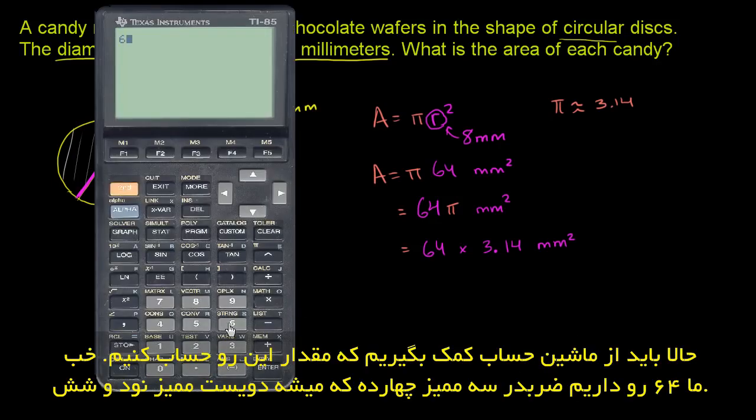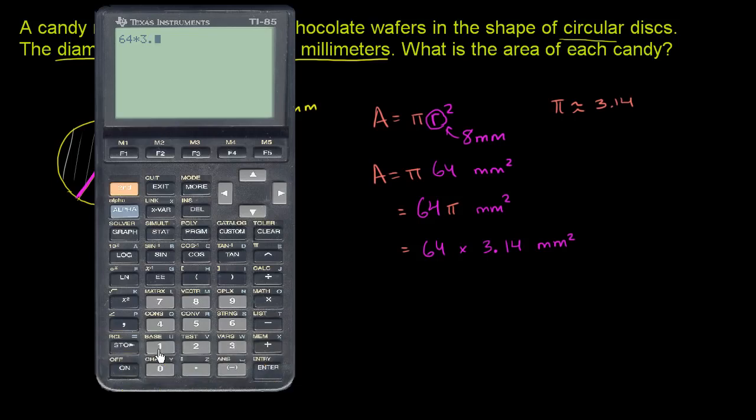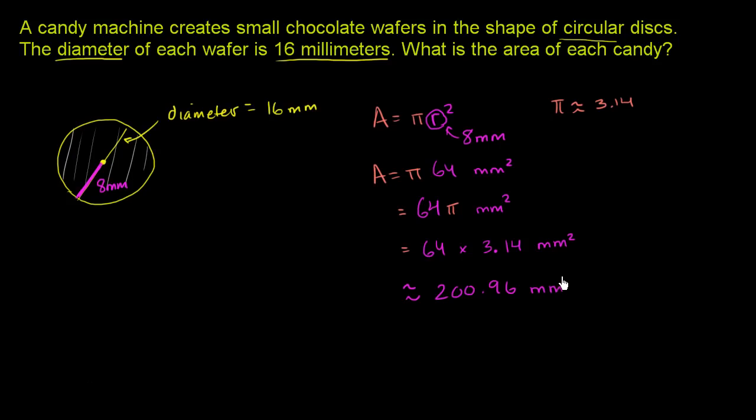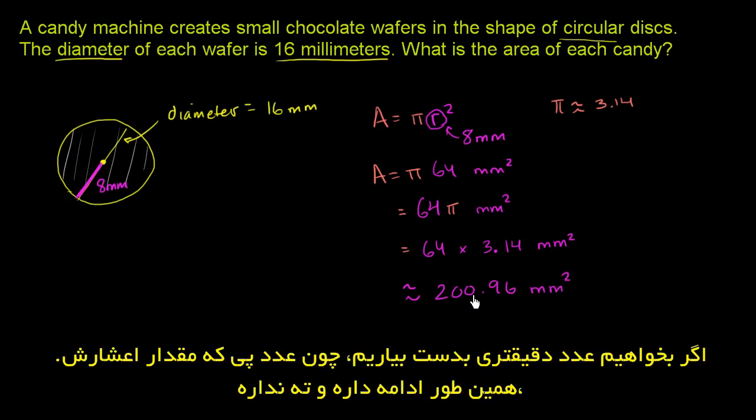And we can get our calculator to figure out what this will be in decimal form. So we have 64 times 3.14 gives us 200.96. So we could say that the area is approximately equal to 200.96 square millimeters.